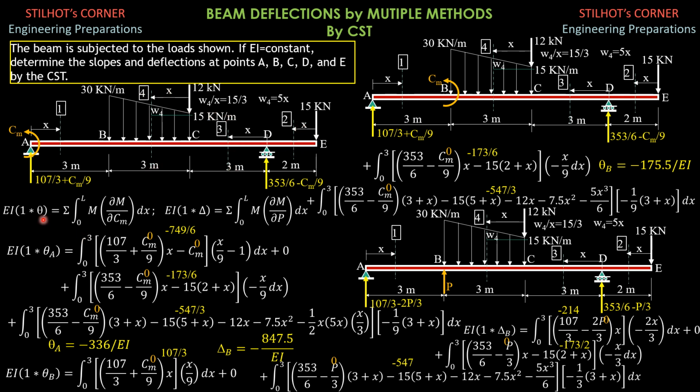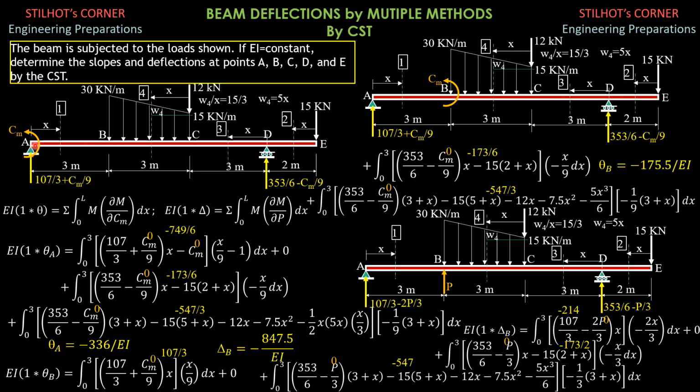EI times 1 times theta, this is the formula: summation of integral 0 to L of the moment, then the derivative of that moment with respect to the couple C sub m, dx. Then for deflection, EI times 1 times deflection equals summation of integral 0 to L of the moment at a segment in a beam, times the partial derivative of that moment with respect to the applied load P, which is positive upward, times dx.